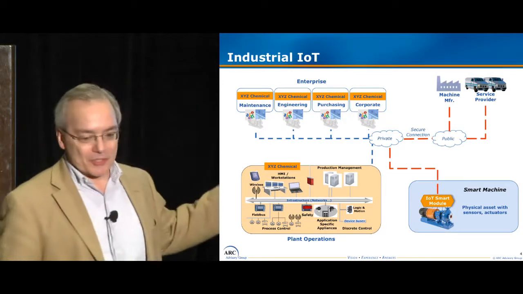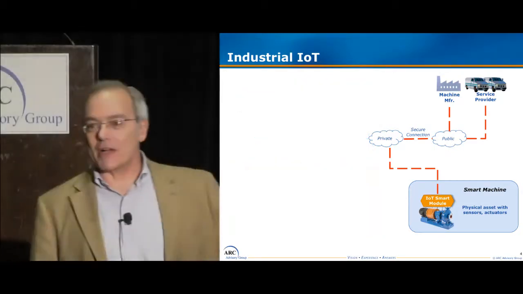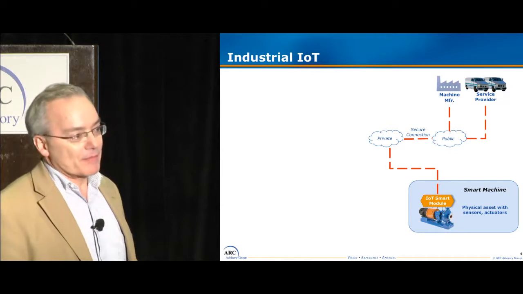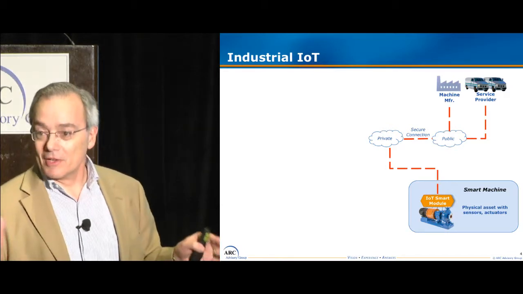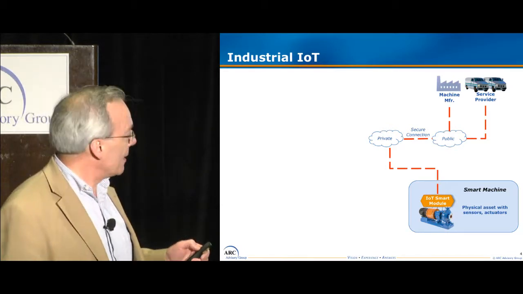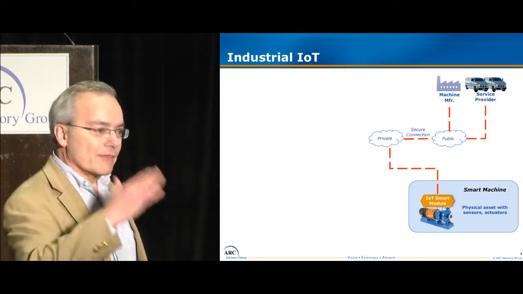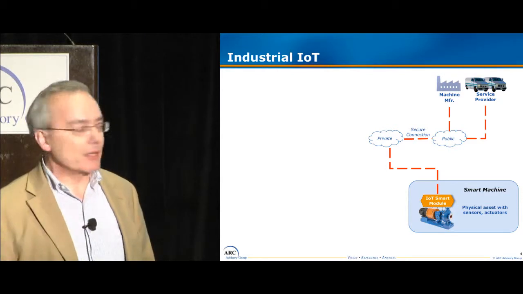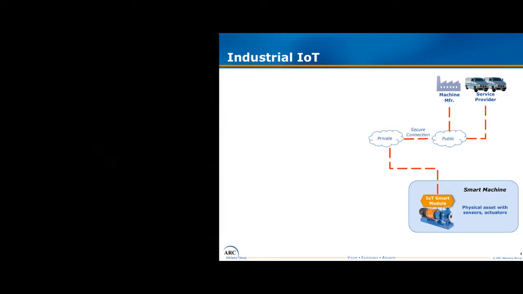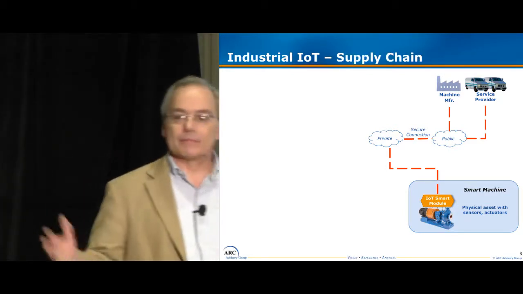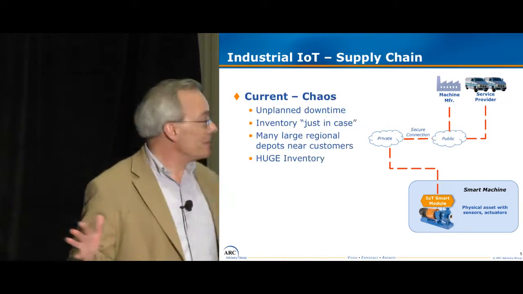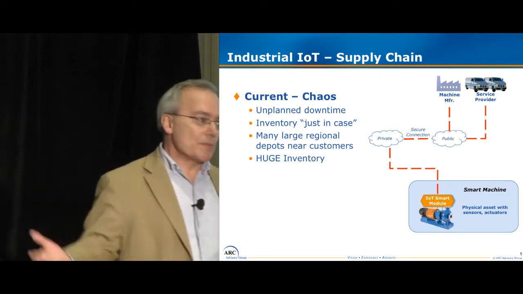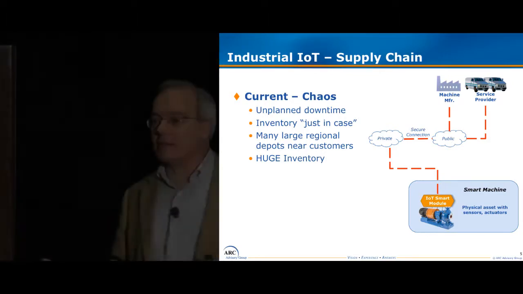The left side is really your plant floor to enterprise, the right side bringing in the Internet of Things and the service provider, machine manufacturer. So I'm going to focus in on the right side and talk about the effect of the Internet of Things on the supply chain. And again, the current situation is, frame it up as chaos, meaning there's a lot of unplanned downtime, a huge amount of inventory just in case something fails.